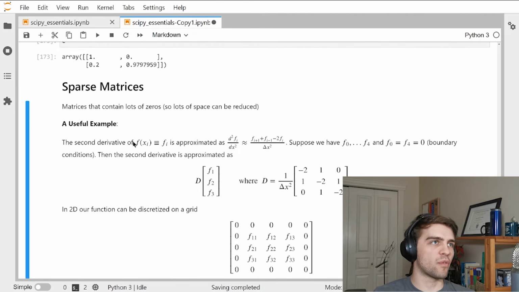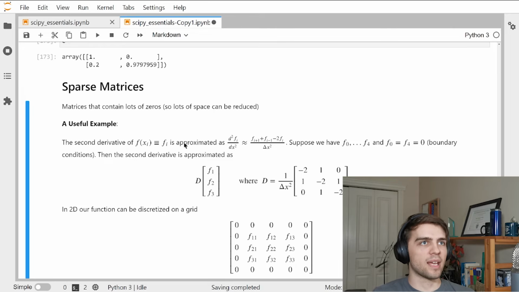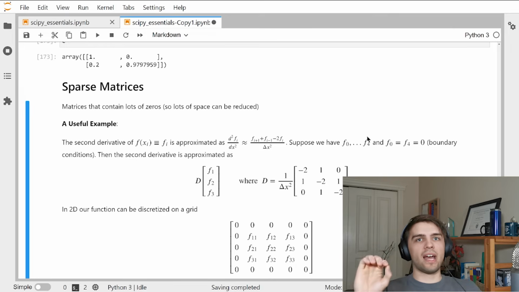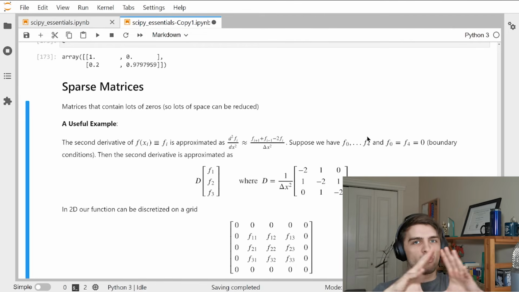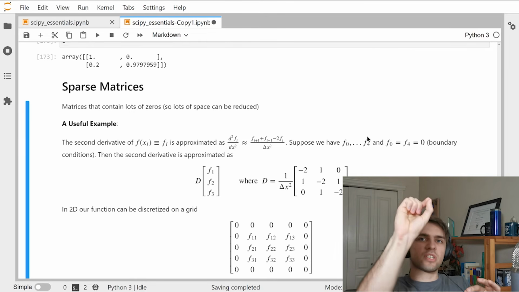So the second derivative of a function f, f of x_i, which I'll specify as f_i, so you have a bunch of discrete points as your function, can be approximated like this. d squared f_i over dx squared is equal to this. Suppose I have f0 to f4. And I know that f0 and f4 are 0. So I have 1, 2, 3. It's just a really discretized version of what was a continuous function, but I'm just saying 3 points in the middle.